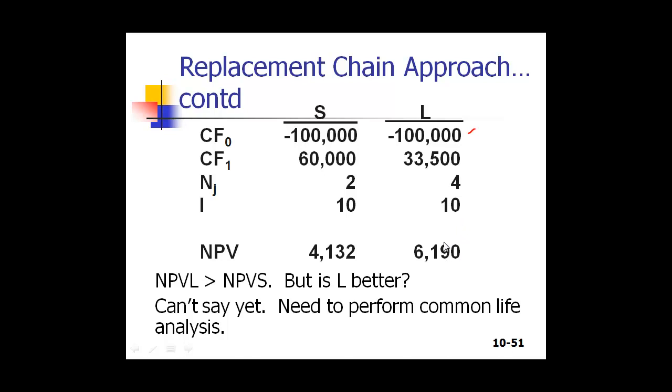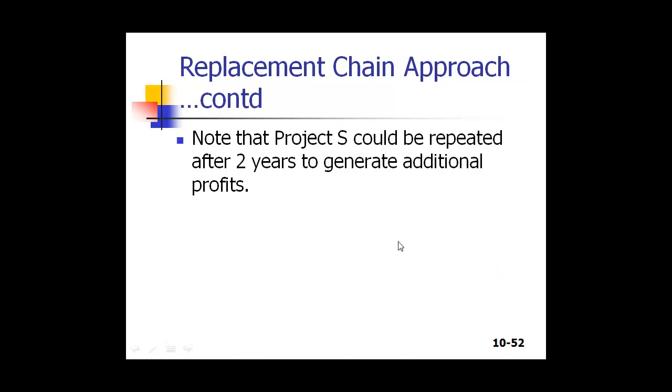So purely based on what you see here, which project will you select? But is there something wrong with this analysis? Yeah, there is something wrong, because you are not comparing apples to apples. Okay, there is one project where you are going for 2 years, and one where you are going for 4 years. Okay, so what do you think?